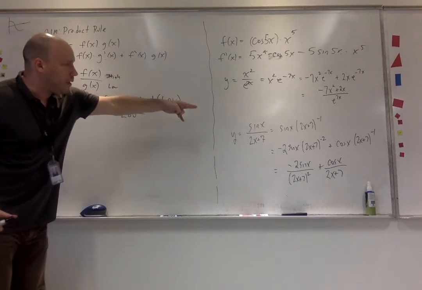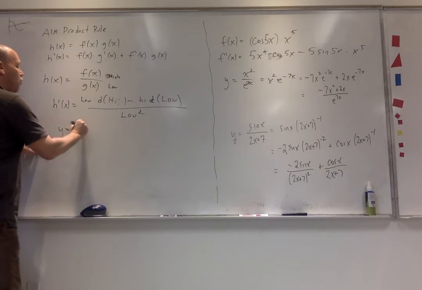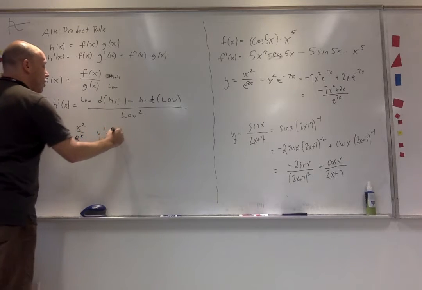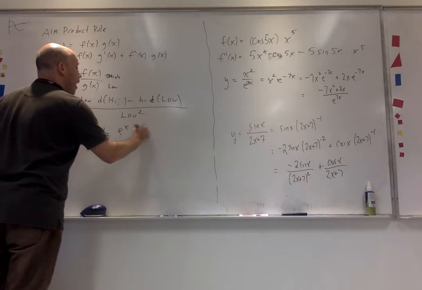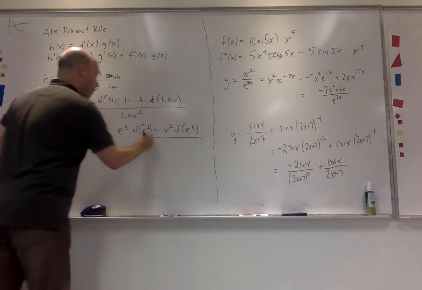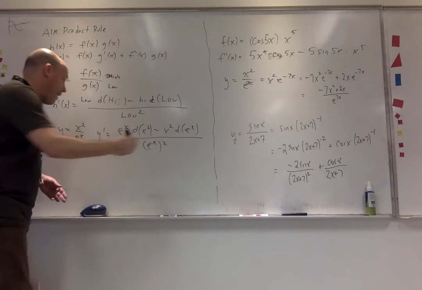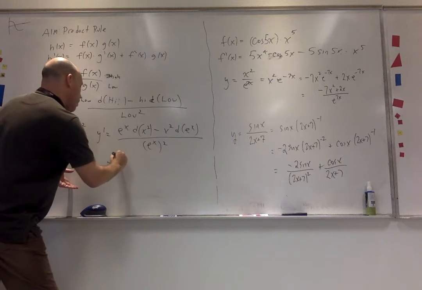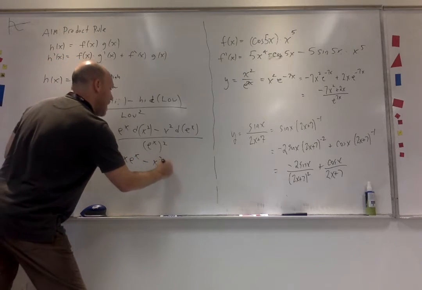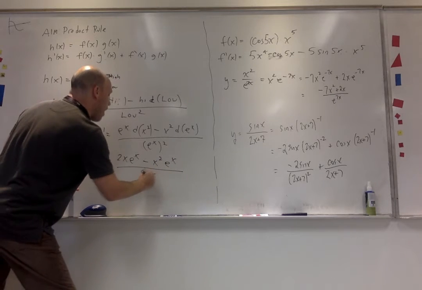So let's take a look at these two. What was the first one? Let's go back here. So y equals x squared over e to the x. Okay, so the derivative is low d high minus high d low over low squared. Final answer, 2x e to the x minus x squared e to the x all over e to the 2x.